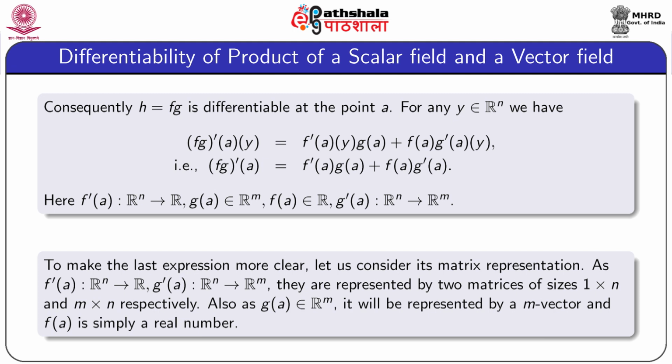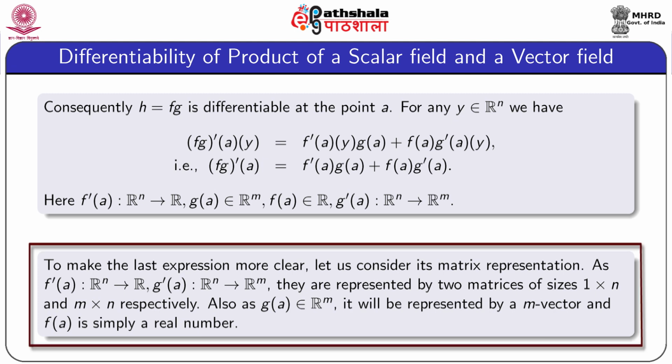Now, let us make the last expression more clear. So, we consider its matrix representation. As f dash A is a linear transformation from Rn to R and G dash A is a linear transformation from Rn to Rm, they are represented by two matrices of size 1 by n and m by n respectively. Also, Ga is an m vector, so it will be represented by a column vector containing m elements, and Fa is simply a real number.